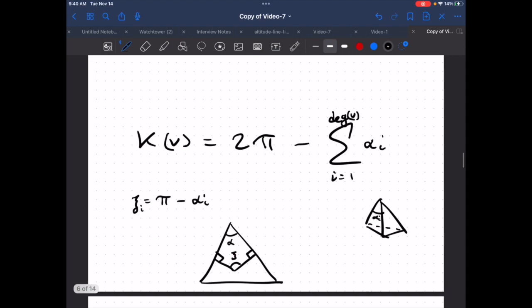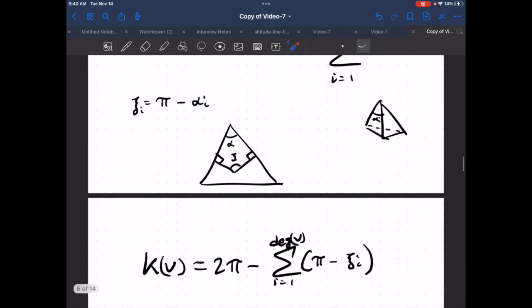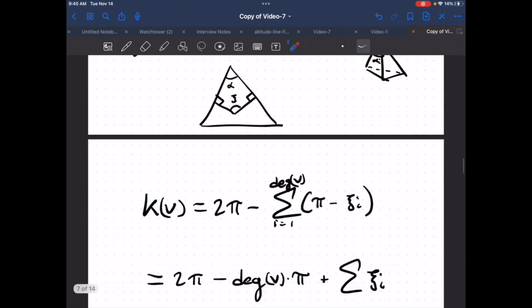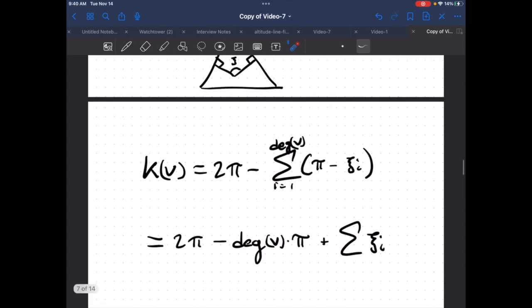So instead of considering these alphas around our vertex, we'll consider the complementary angle, and I'll call it xi here. And so this has a nice geometric interpretation. So if we swap out, instead of saying alpha i, we'll say, well, how about pi minus xi? So still the same formula, and then do some distributing, we see this expression. And we've seen this before.